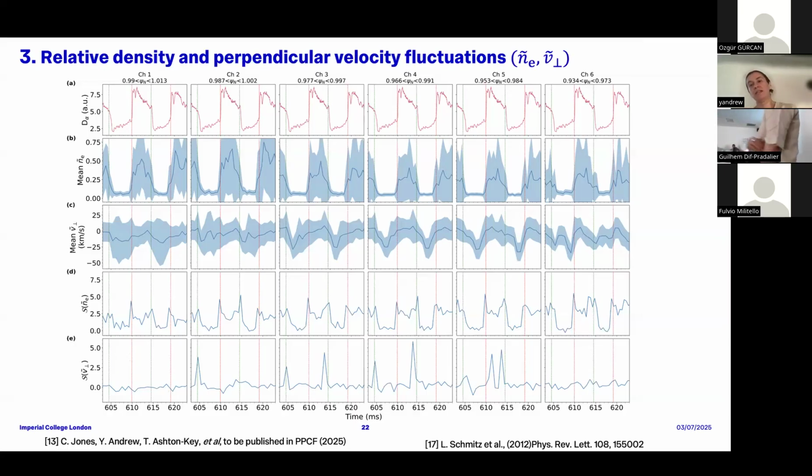We certainly see peaking in the skewness of the relative density fluctuation at the transport barrier change. For some of them, it's pretty much at the transport barrier change. No conclusion from the skewness of perpendicular velocity. And as you could see, there's quite, dare I say, Gaussian structure.